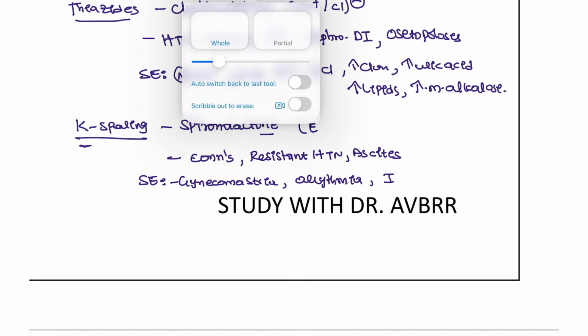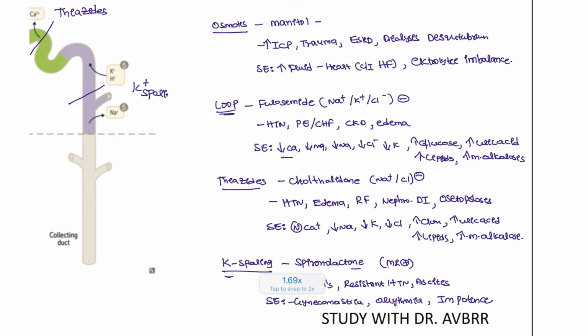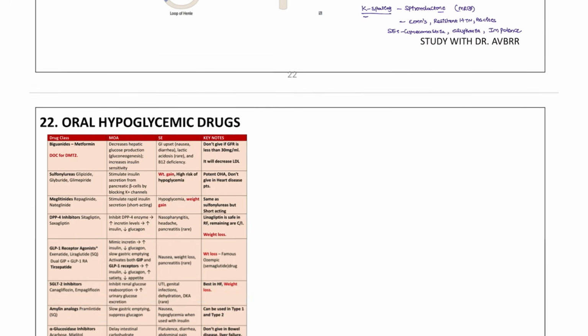Okay, this is going to act on the mineralocorticoid receptors, right? It can also cause impotence in the patient. So these are the side effects of the different types of diuretics questions.